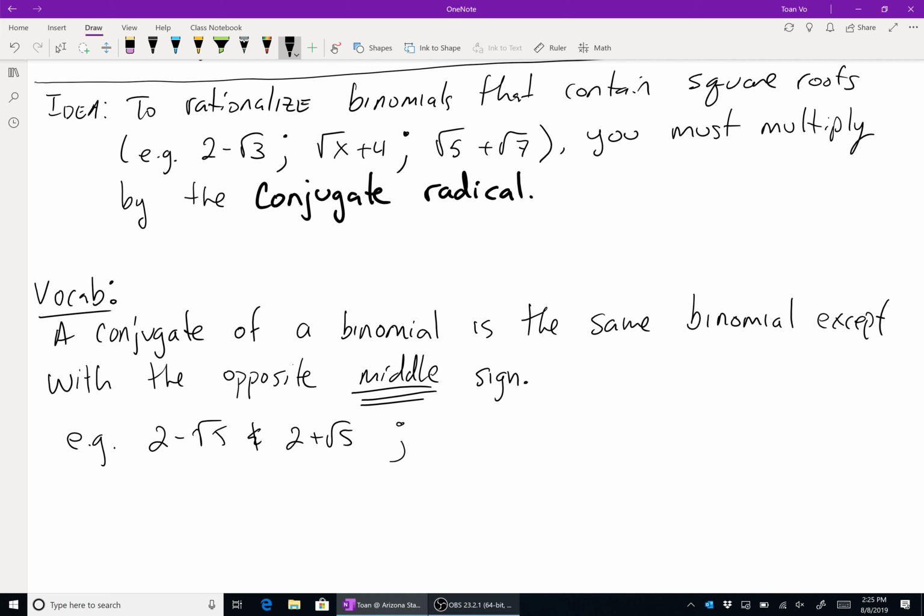A lot of kids, if you're going to mess up here, you're going to flip both symbols, and you're not supposed to do that. So if I asked you, what is the conjugate of negative 3 minus radical 7? You keep the first as negative. You only change the middle sign. So the conjugate of this guy would be negative 3 plus radical 7. That's it. Can you guys think finding conjugates is easy?